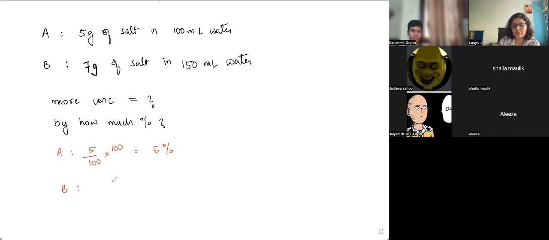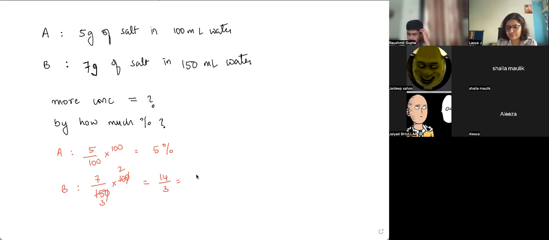How would you calculate the concentration for B? Yes, Roshmit. So it will be 7 by 150 into 100. Correct. The 0, 0 gets cancelled. 5 2s are, 5 3s are. So this will be 14 by 3. That is correct. Divide this.